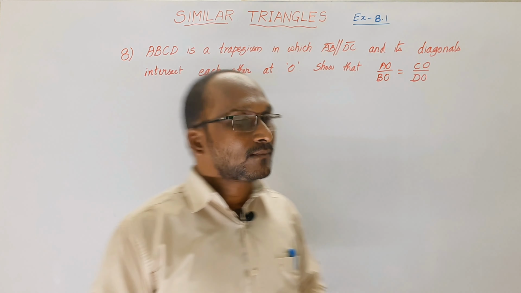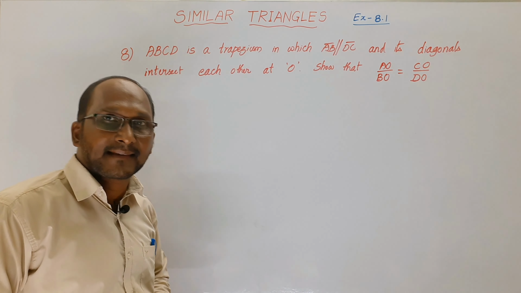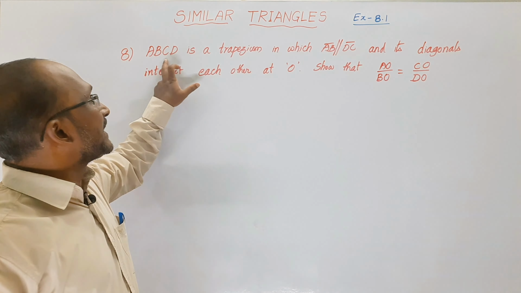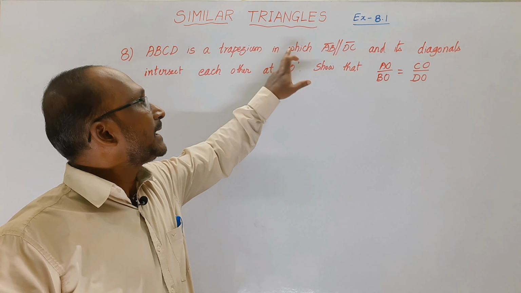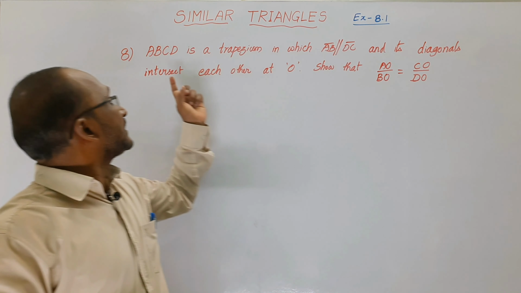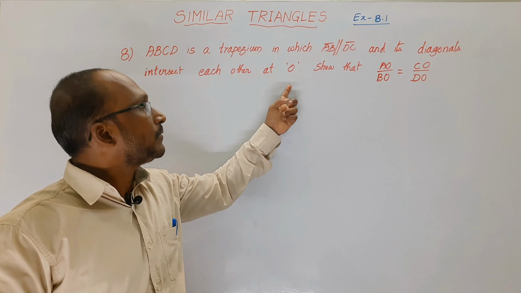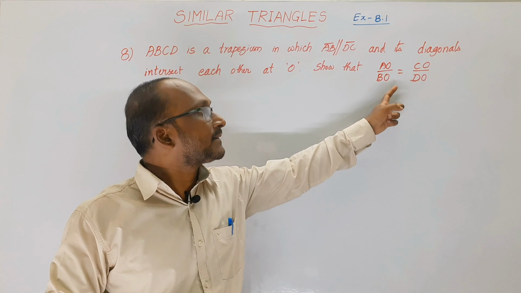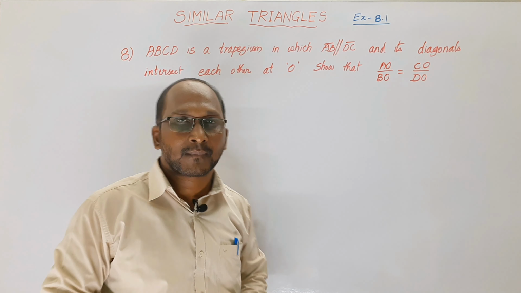Students, now let us do the 8th one in this exercise 8.1. ABCD is a trapezium in which AB is parallel to DC and its diagonals intersect each other at O. Show that AO by BO is equal to CO by OD.